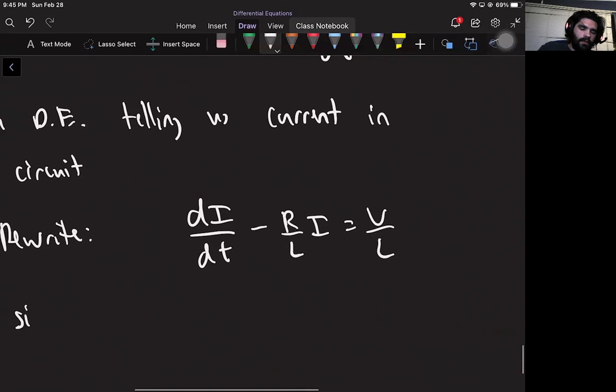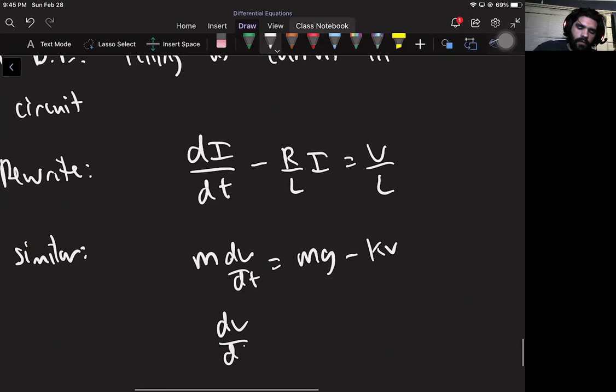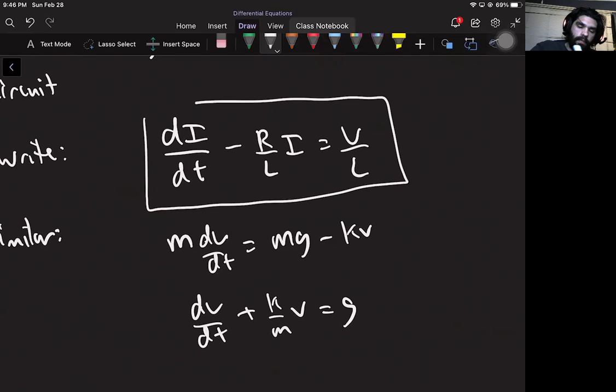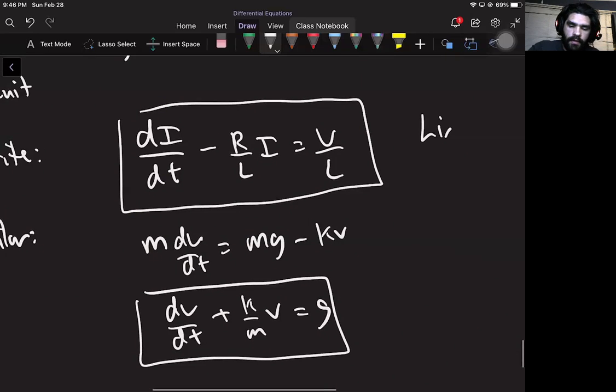So just note how similar it is to the one for the falling body problem, which was, well, it started off as m dv dt equals the gravity plus the air resistance, which was negative, and then you could rewrite it as dv dt plus k over m v equals g by dividing by the m. So they're very much of the same form, and it's because there is an analogy between what's going on, so it makes sense that that should happen.